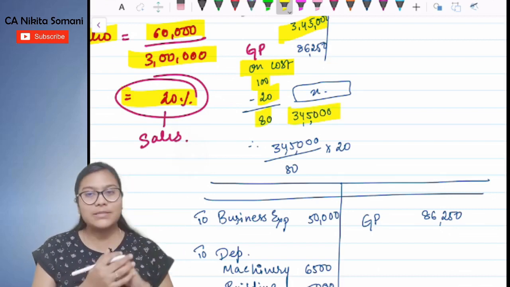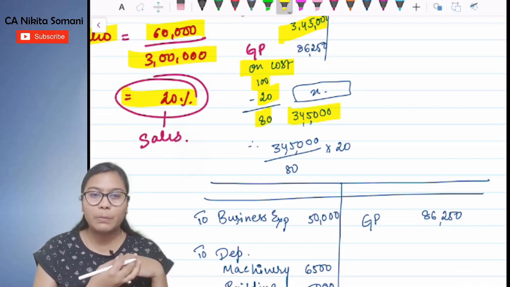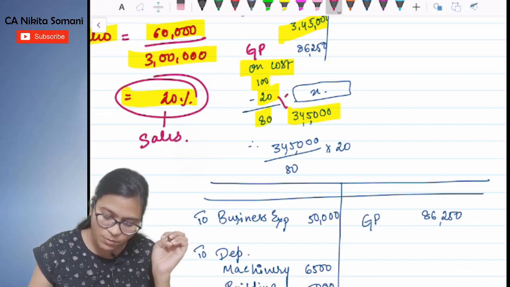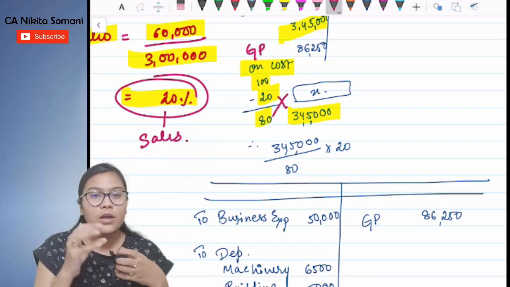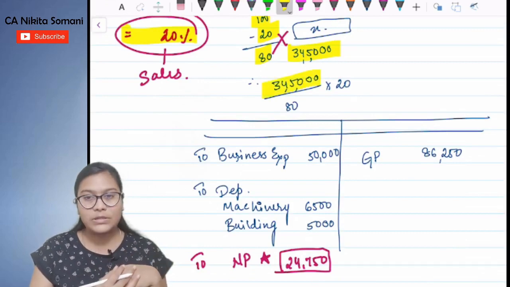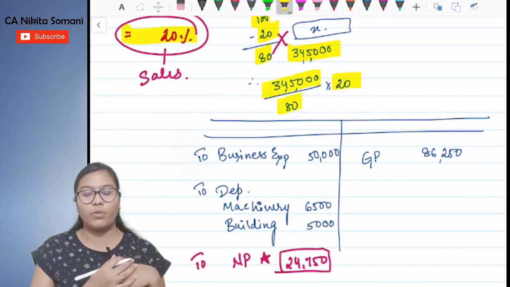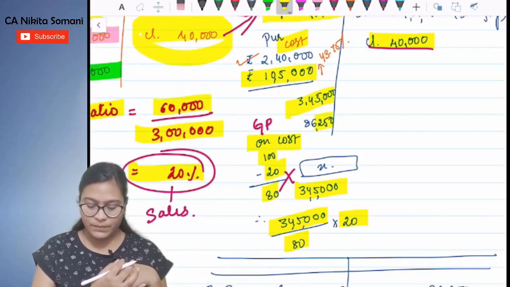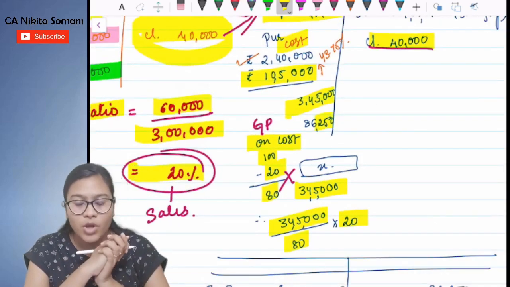We have been given 345,000 as cost. Now you can simply cross multiply to find out the gross profit. So how do you do that? 345,000 divided by 80 into 20. So that amount comes to 86,250.